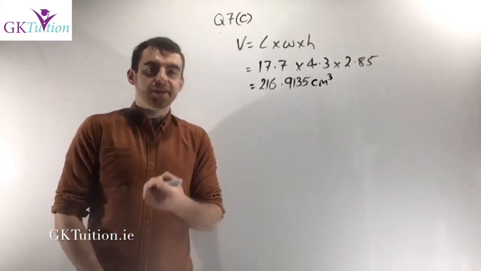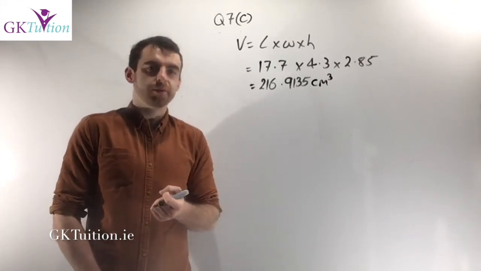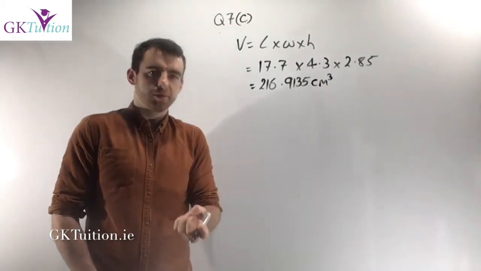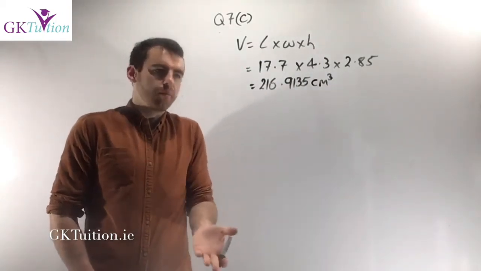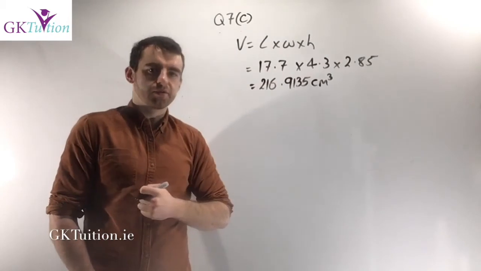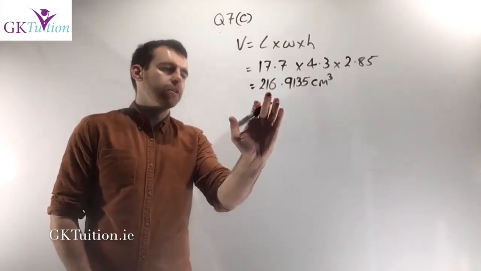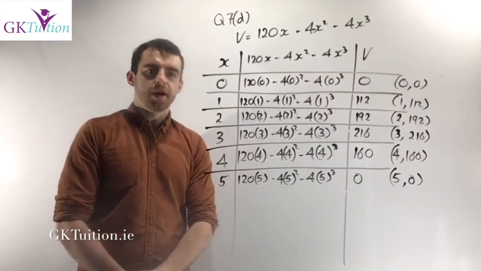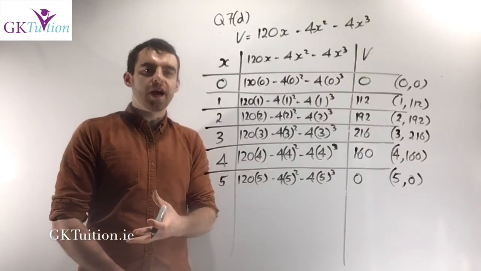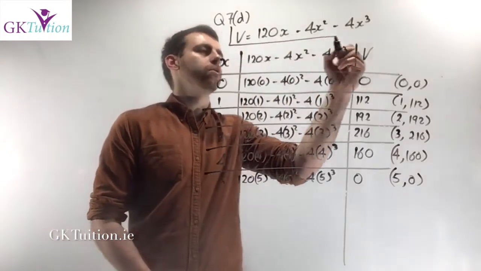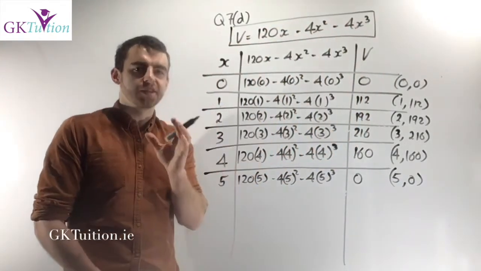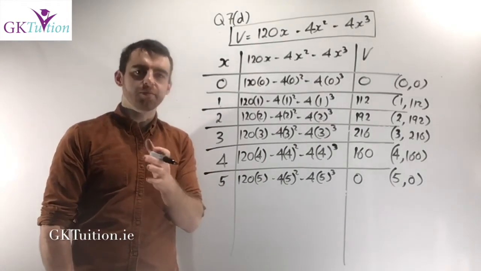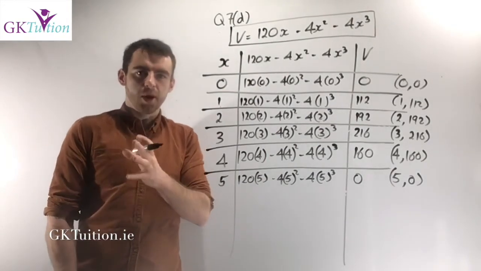So now we're asked to find the actual maximum possible volume of this box. I know the dimensions of the length, width, and height of the maximum possible volume, so I just multiply them all by each other. If I multiply my 3 answers from part B together, it works out as 216.9135 centimetres cubed. Okay, in part D, we're asked to draw a graph of the function for the volume. So we're no longer talking about the specific x value that we were talking about in B and C. The specific x value in B and C is for the maximum possible volume.